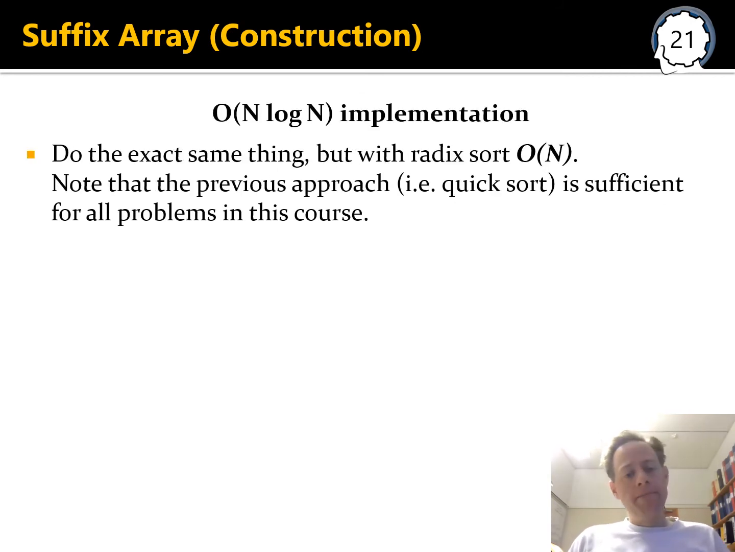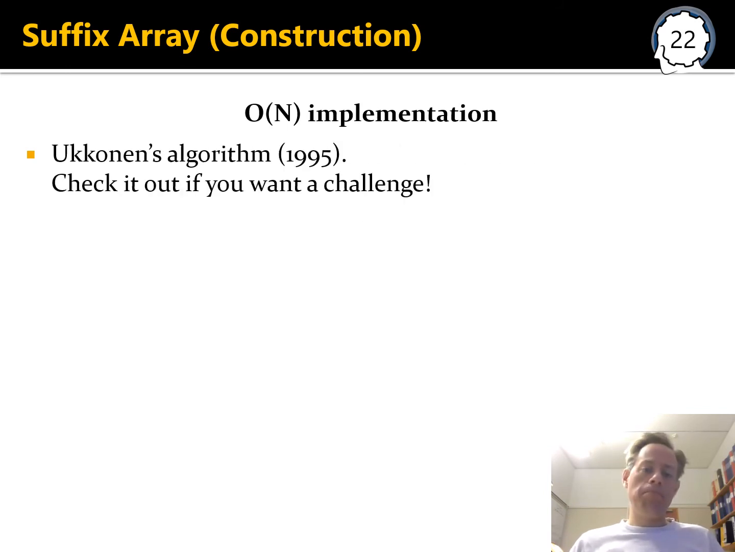So actually, we can make this even faster. We do the exact same thing, but we use radix sort, because now we know the maximum length of the strings. But we can do the same as before using quicksort, which is efficient enough for the purposes of this course. And if you actually want the straight linear implementation, I recommend that you look up Ukkonen's algorithm from 1995. And if you want a challenge, why not implement it yourself?